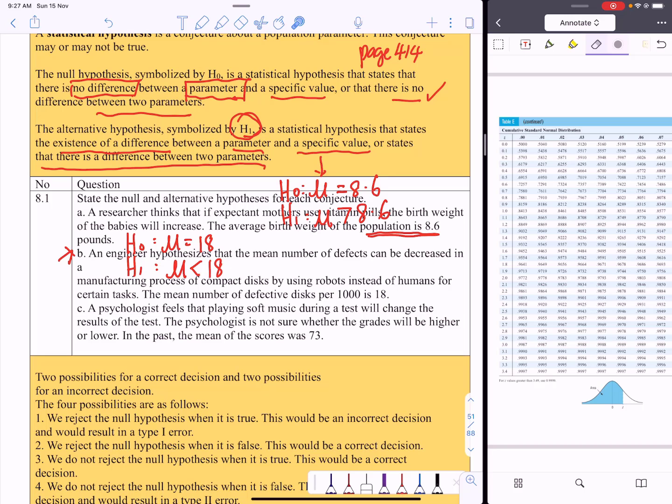Maybe some people have better learning ability when they hear the music. But some people, when they hear the music during the learning process, find it a distraction. It's very disturbing for them. They want a quiet environment. Then they don't know whether it increases or decreases. That's why in this hypothesis statement, the null hypothesis is mean equals 73, and H1 is not equal to 73.